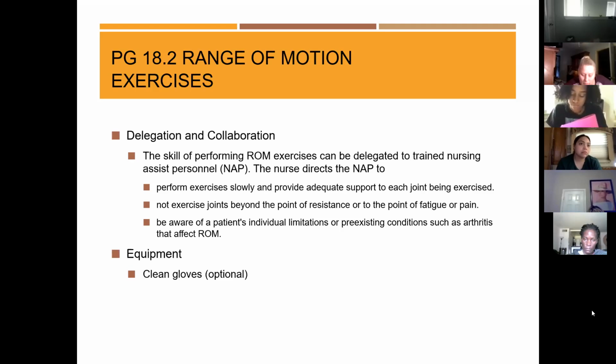Okay? For the first time for range of motion, usually the nurse should be the one doing it so that you can get a good assessment of how the patient is, right? It's either nurses or the physical therapist so that they can help devise a plan for them as well.